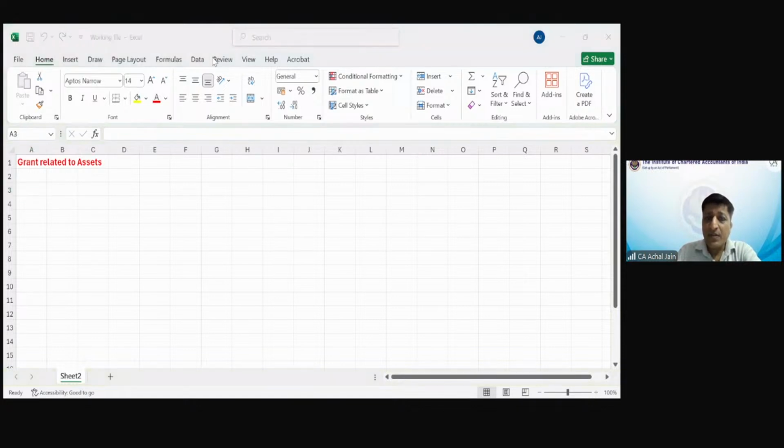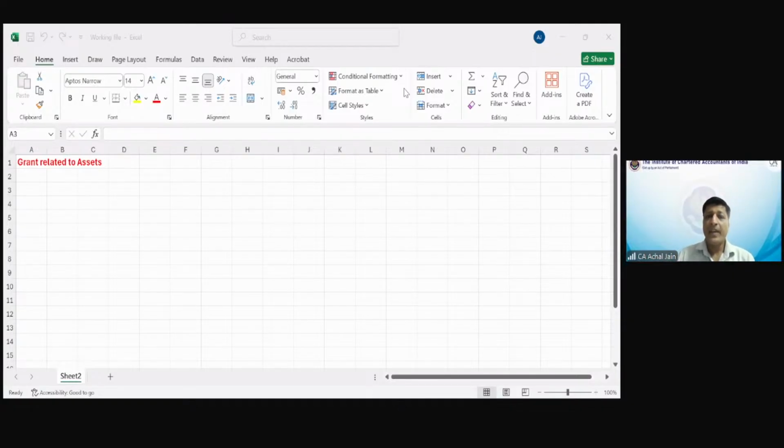In this case, for the asset, correct? For setting up of plant. That's what Ishan says. So therefore, it will be called as a grant related to asset. Clear? Right?